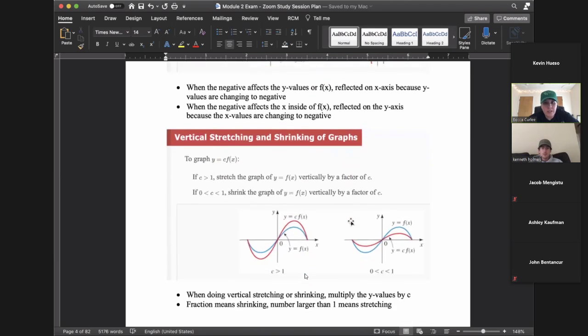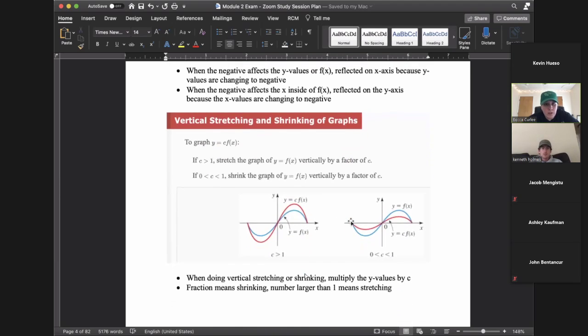Vertical stretching and shrinking of graphs. If the number is greater than 1, then you're stretching the graph vertically by a factor of c. And if it's a fraction, then you're shrinking the graph. Horizontal is going to be opposite. That's one thing to remember: horizontal is opposite to vertical stretching or shrinking. When doing vertical stretching or shrinking, multiply the y values by c. Fraction means shrinking, number larger than 1 means stretching.